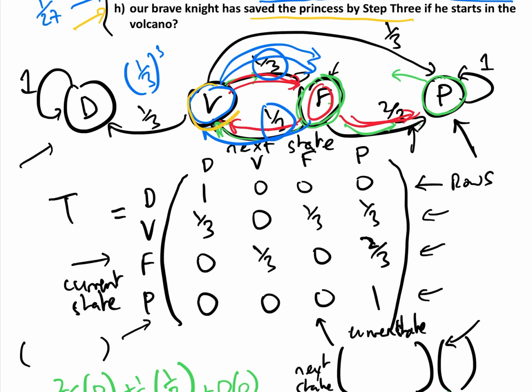Okay, so basically, there's a third of a chance that he gets eaten by the dragon. There's a third of a chance that he saves the princess in step 1, which means he has saved her by step 3, and there's a third of a chance that he goes into the forest. Now, if he goes into the forest, we have to look at how much probability there is from being in the forest to saving the princess in 2 steps. Well, basically, he could go back to the volcano and then save the princess, or he could save the princess directly from the forest. All of those, he would have saved the princess by step 3.